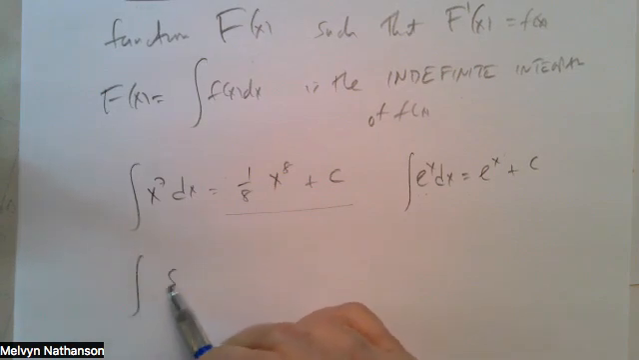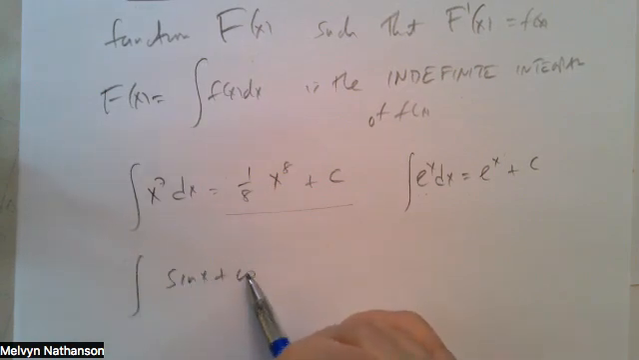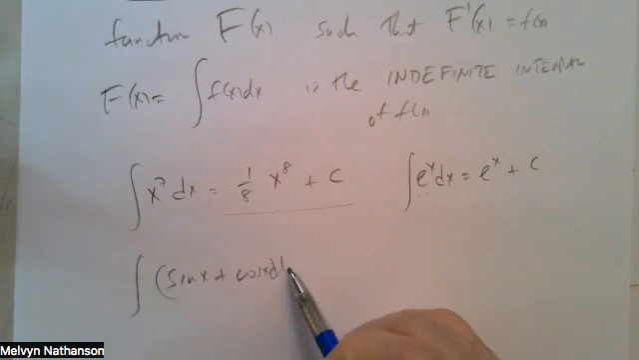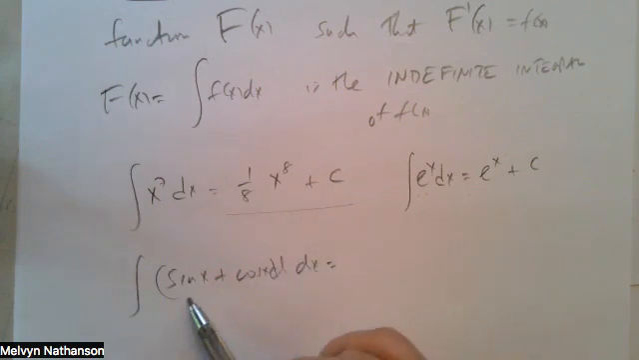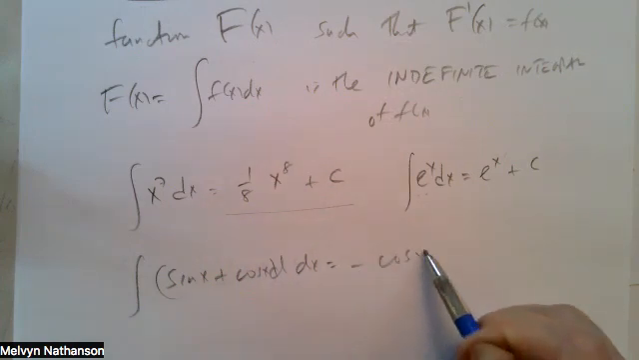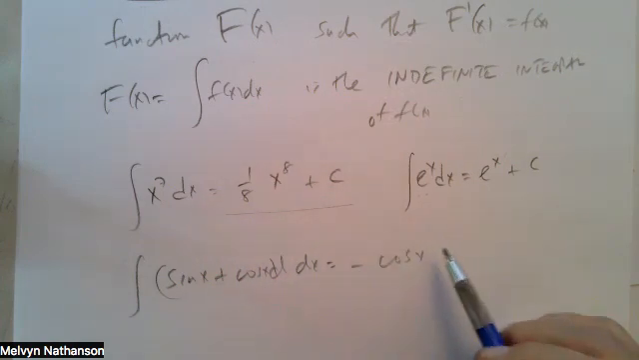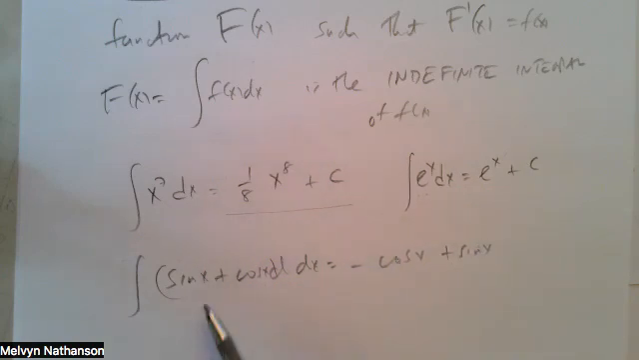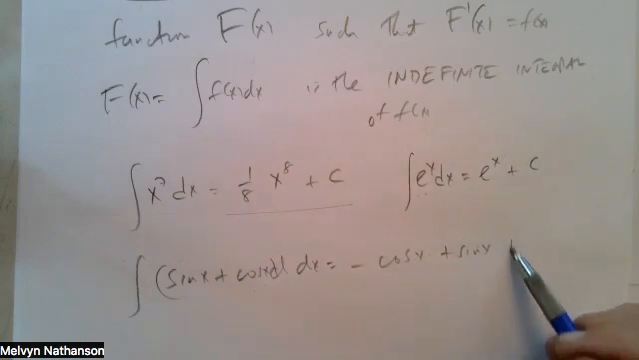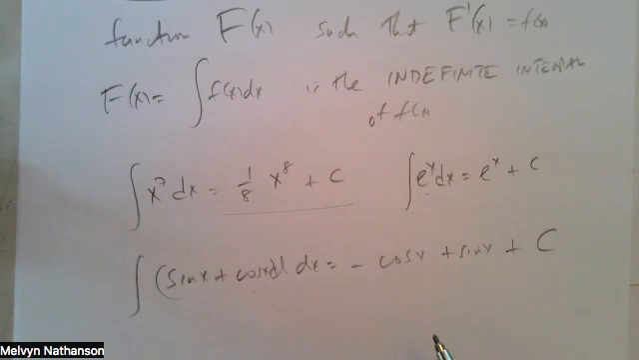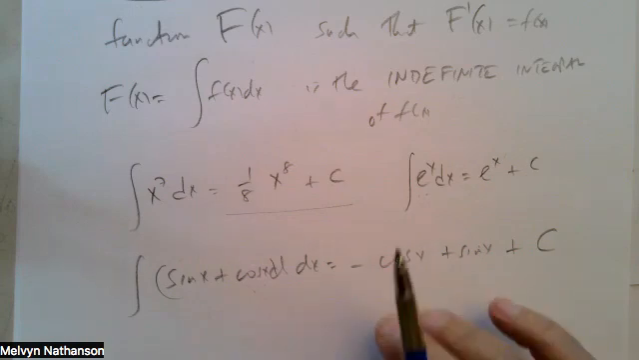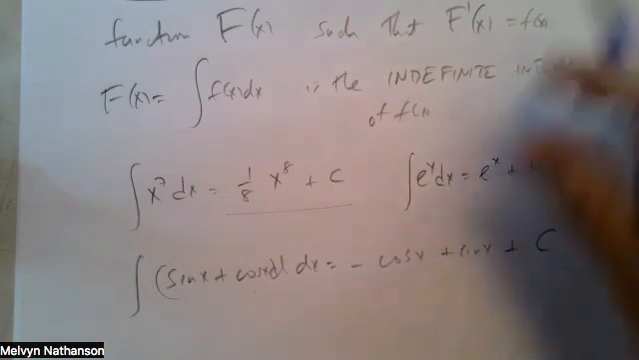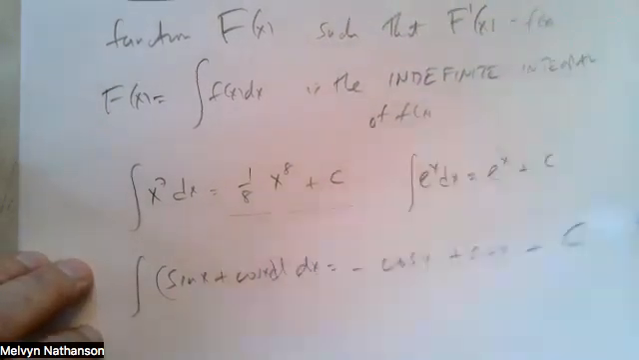Or the integral of sine x plus cosine x dx. What do you differentiate to get the sine? Minus the cosine. What do you differentiate to get the cosine? Plus the sine. So the integral of sine x plus cosine x is sine x minus cosine x, plus, of course, any other constant. Okay. So that's the antiderivative.